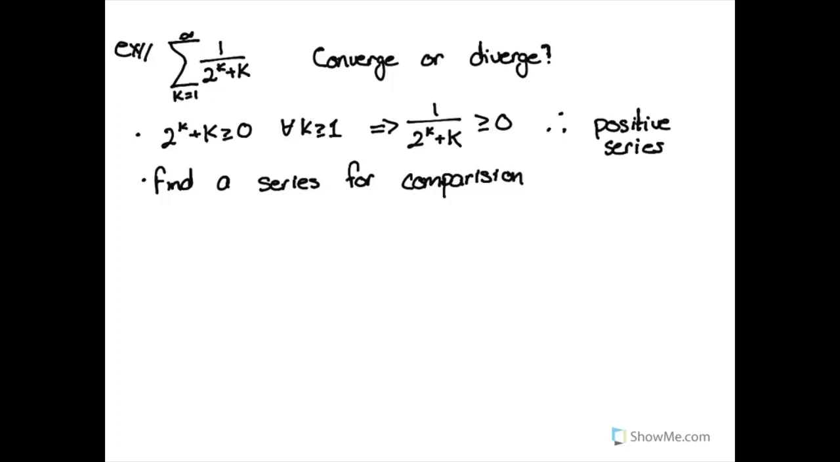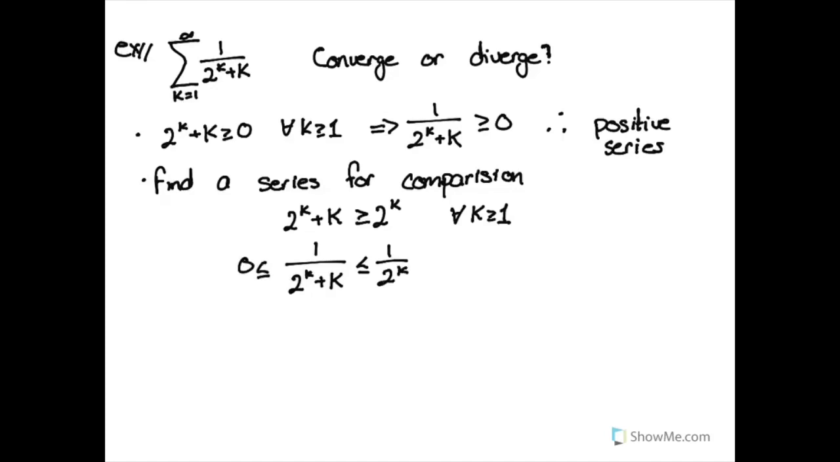So what I'm going to do is, I have the denominator 2 to the k plus k. And if I want to make it smaller, I can take away one of those two terms. So I'm just going to take away the k term. So I get that 2 to the k plus k is greater than or equal to 2 to the k, right? That makes the denominator smaller for all k greater than or equal to 1. Well, this implies, if I take the reciprocal, that 1 over 2 to the k plus k is less than or equal to 1 over 2 to the k, right? And this is, of course, greater than or equal to 0.